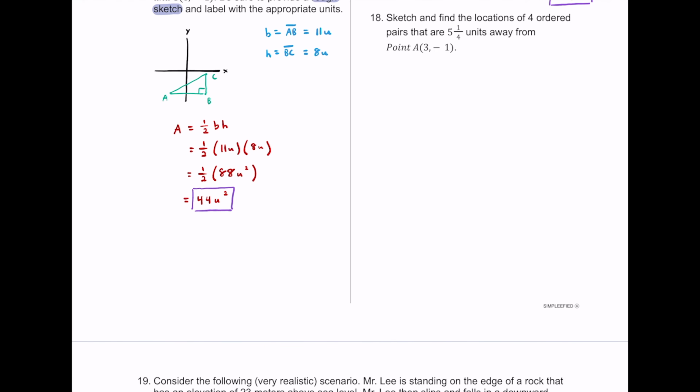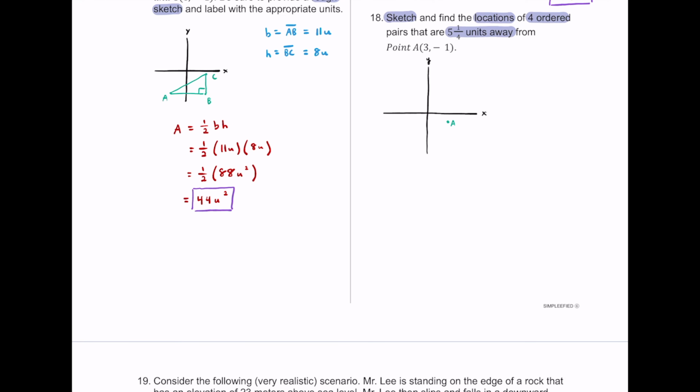All right, for number 18, let's go ahead and sketch and find the locations of 4 different ordered pairs that are 5 1/4 units away from this given point of 3, -1. Okay, so let's just go ahead and make the sketch and see where point A is and then go from there. So here's our X and our Y axis. Let's see, 3, -1, that's 3 to the right and down 1 unit, maybe something like here, that's point A. And so we have to go 5 1/4 units away, and we can go in 4 different directions here, right?